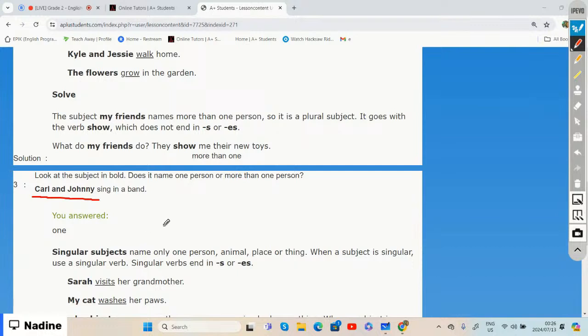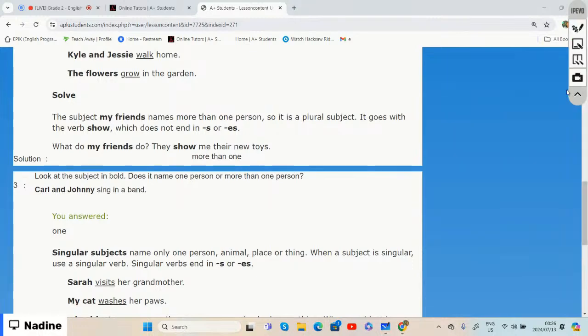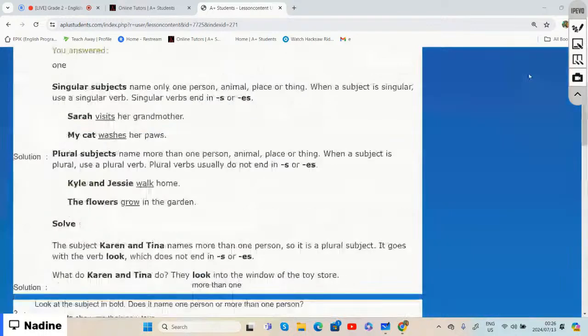All right. So now we're going on to our test, where we are going to say, is it one or is it more than one? Meaning we are referring to our subjects.